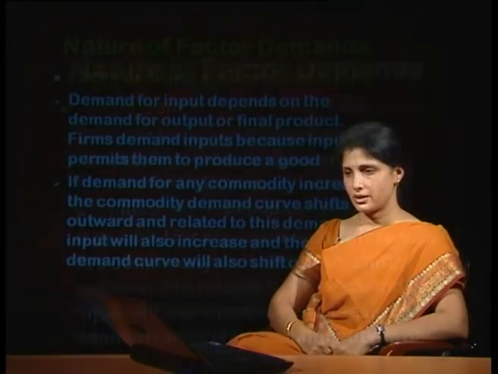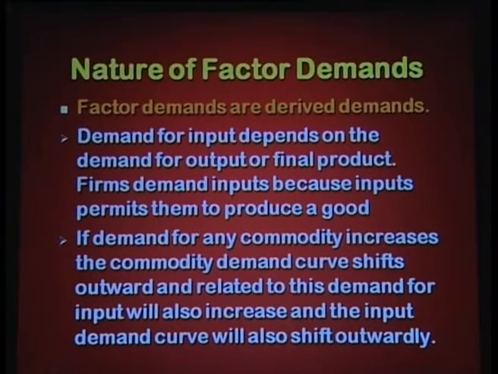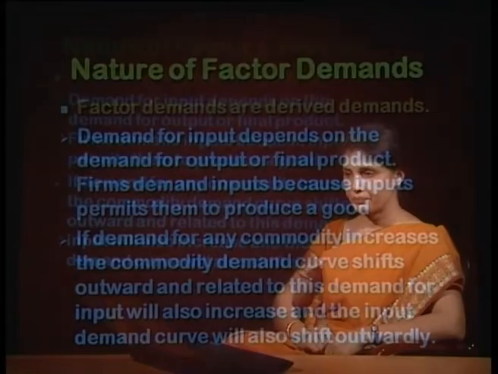Nature of factor demands. Now, factor demands are derived demands. Demand for input depends on the demand for output or the final product. Firms demand inputs because inputs permit them to produce a good. If demand for any commodity increases, the commodity demand curve shifts outward, and related to this, demand for input will also increase and the input demand curve will also shift outward.